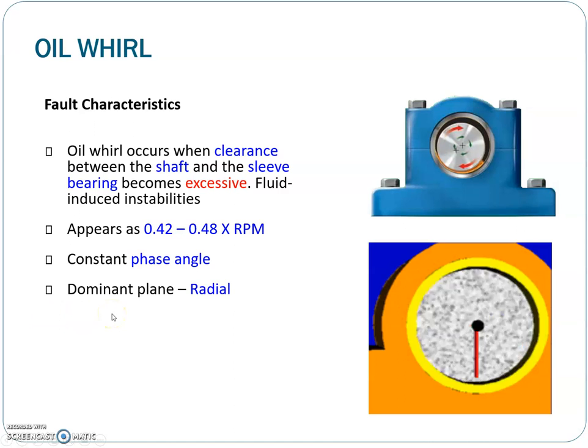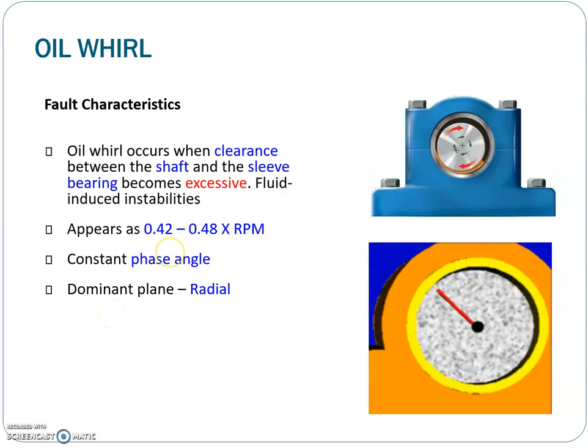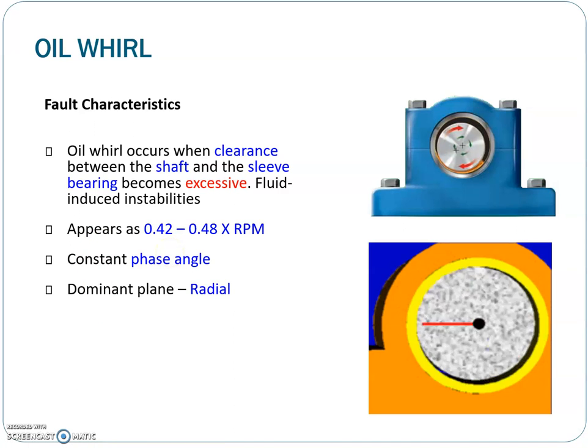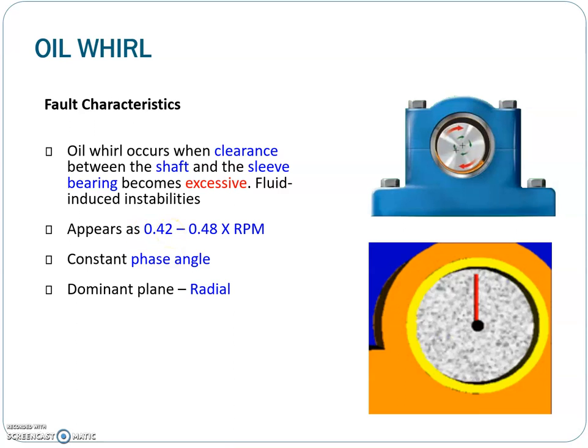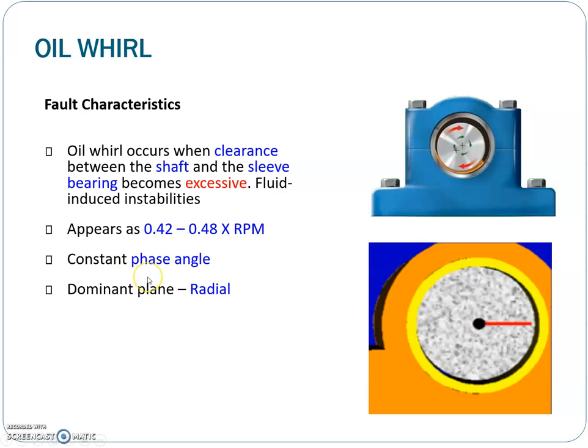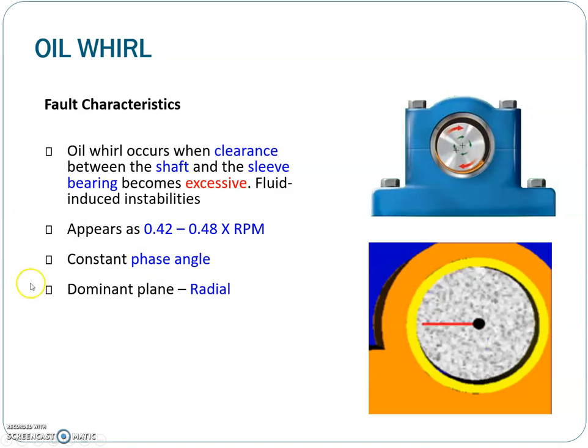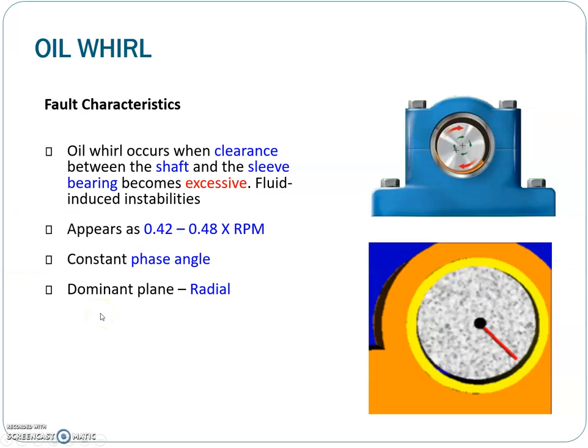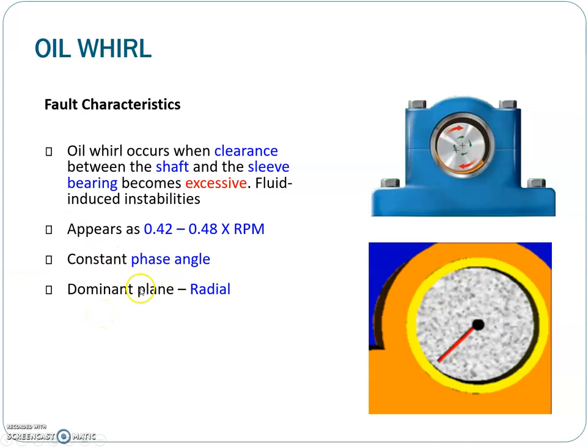Oil whirl will usually show a frequency component at 0.42 times to 0.48 times RPM. The dominant plane to detect this type of fault is the radial direction, either horizontal or vertical. The phase angle in this case is constant.